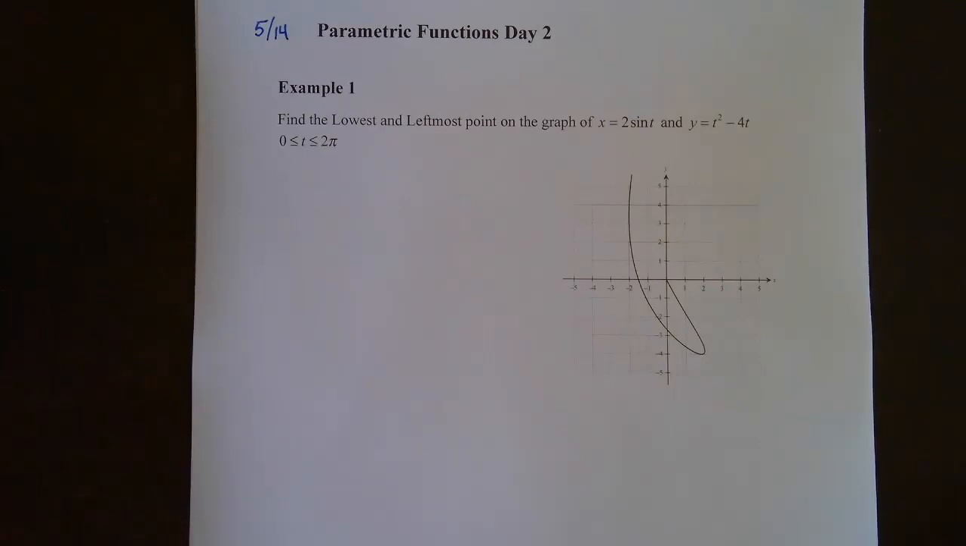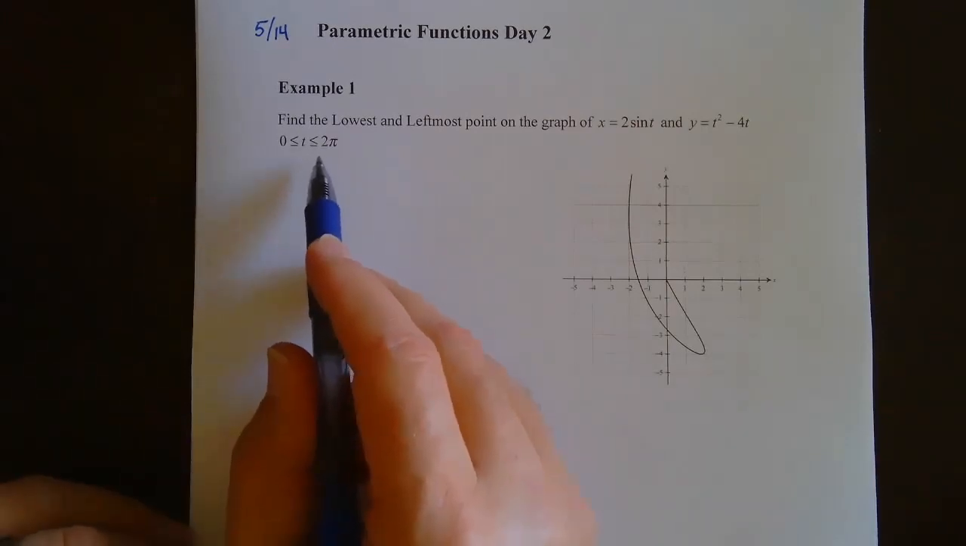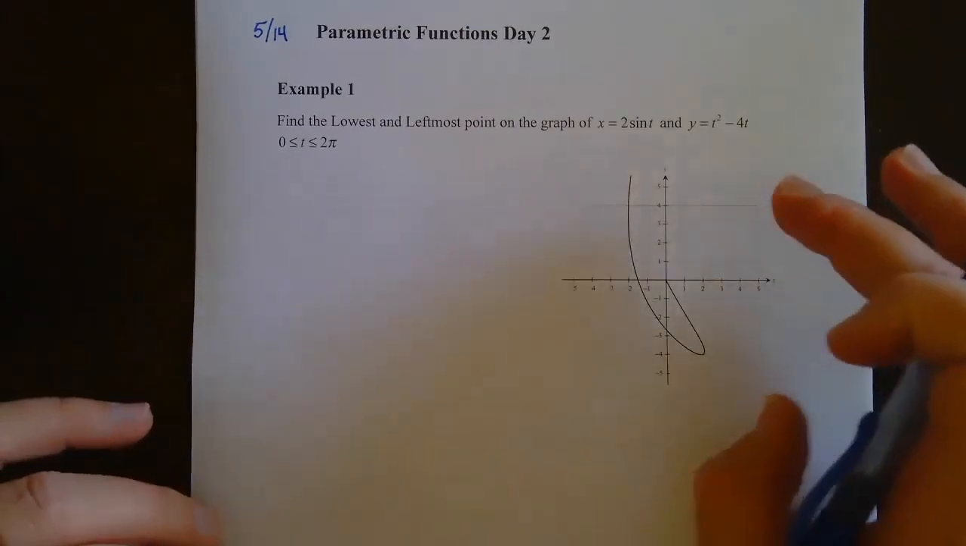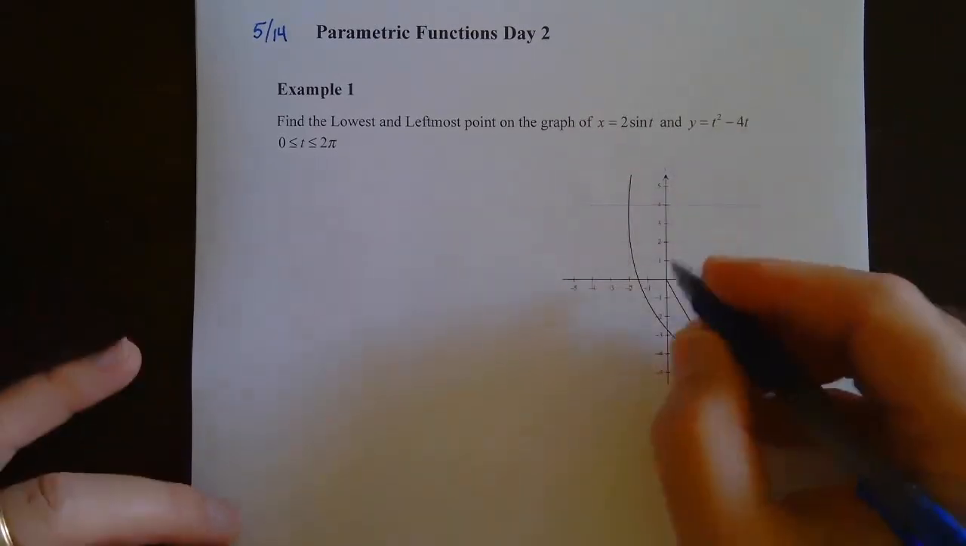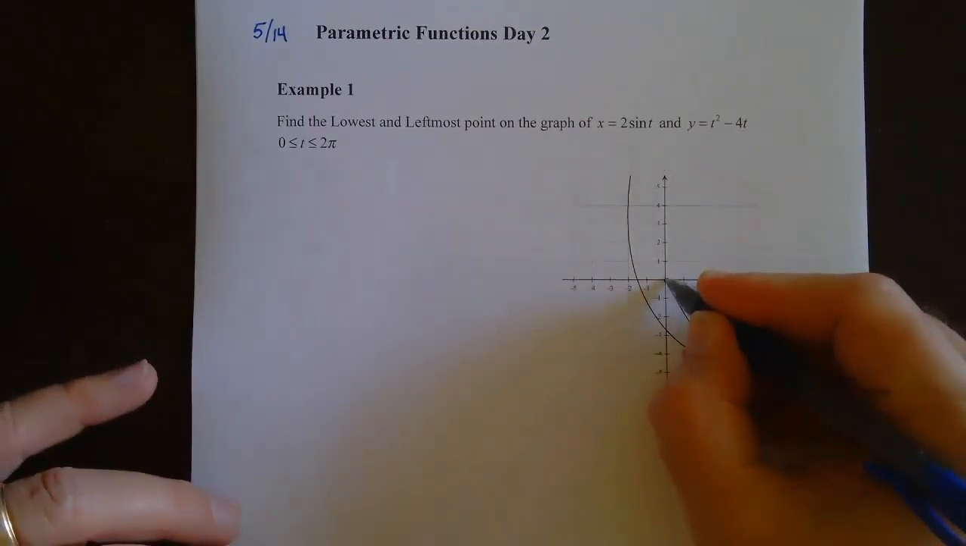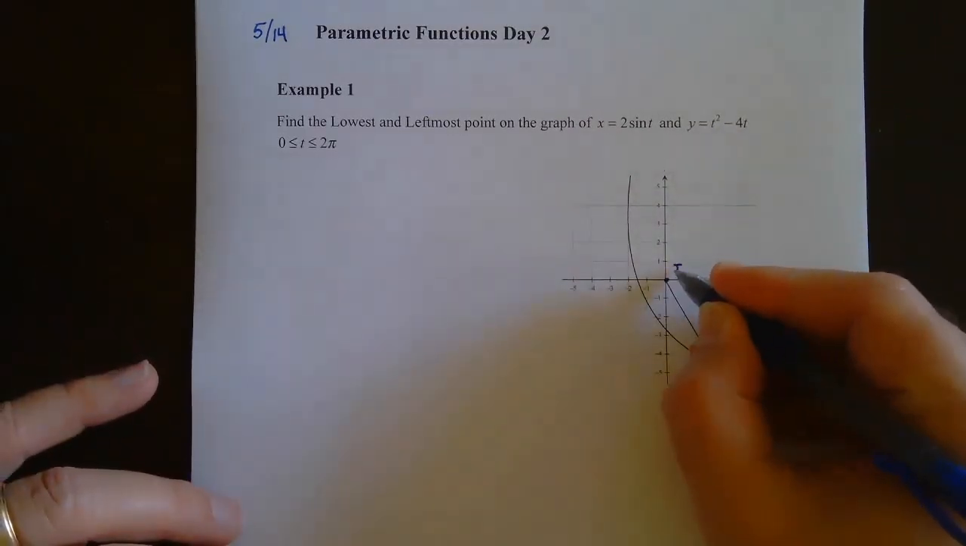So here's example 1. Find the lowest and the leftmost point on the graph of x equals 2 sine t and y equals t squared minus 4t on the interval 0 less than or equal to t less than or equal to 2 pi. Okay, so I produced a graph for you on this. And I should tell you, because you can't tell it from the graph, but this right here is our initial point. Okay, so that's our IP.